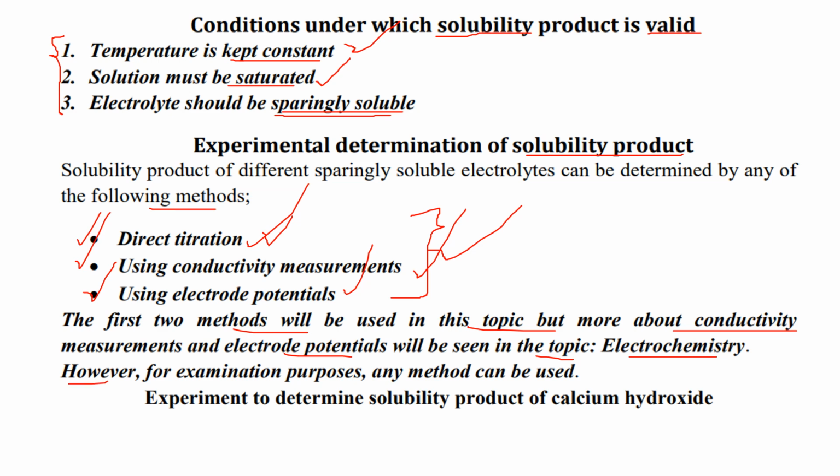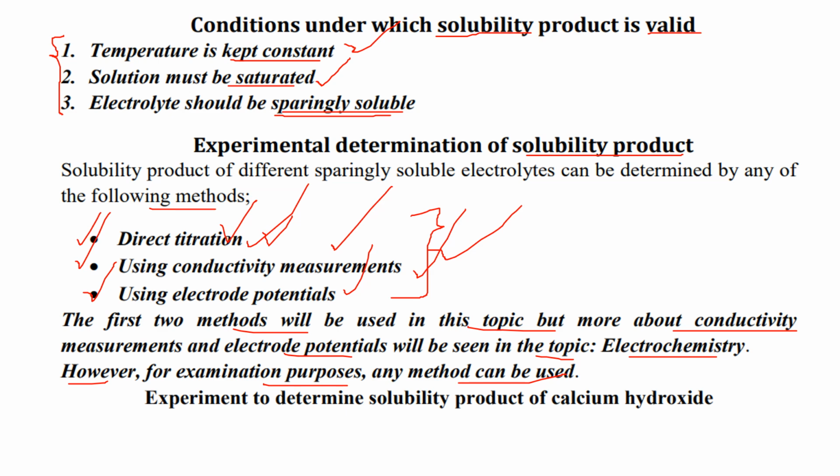However, for examination purposes, any method can be used, because the examination is not going to tell you to be specific about any method. They'll just tell you to describe an experiment to determine the solubility product of any compound that they will give you. So it's your prerogative to choose whether you are going to go with direct titration or conductivity measurements. Try to be positive on both procedures and see the one which is easier to remember so that you can go with that one.